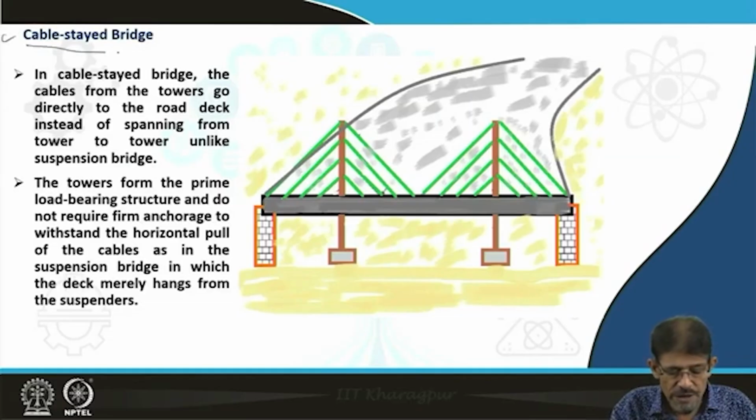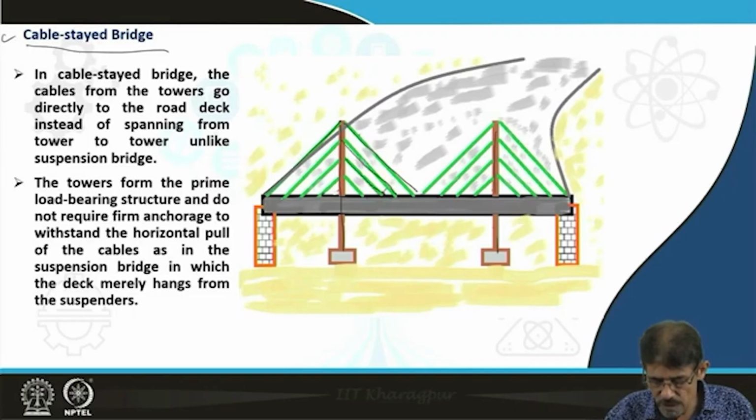Another type of bridge is a cable stay bridge, principally almost the same as a suspension bridge. In a cable stay bridge, the cables from the towers go directly to the road deck. Here we are going to connect this deck directly to the towers by using different wires or cables. Connection at different points. This beam or deck is connected at different points, and finally all the ends are supported by this vertical pillar type of structure.